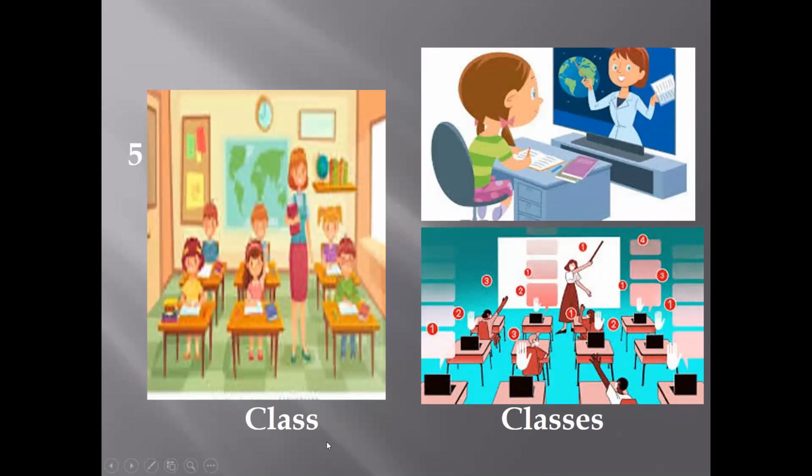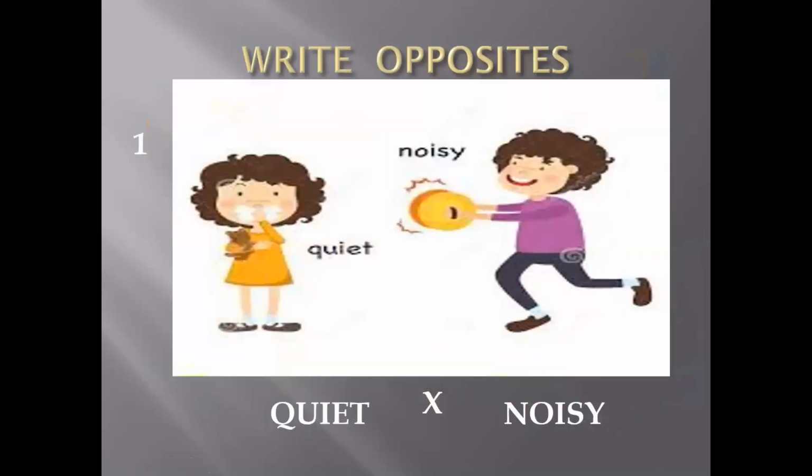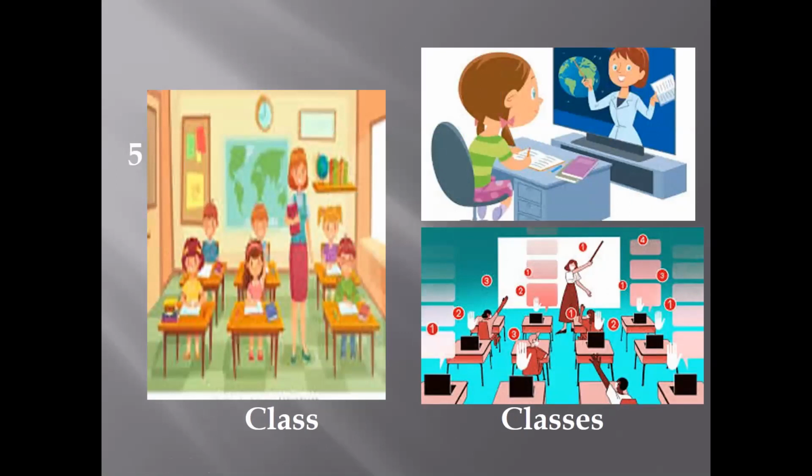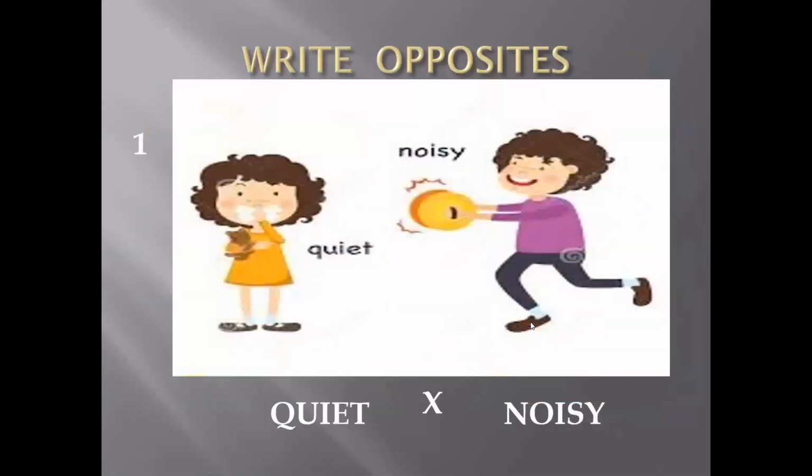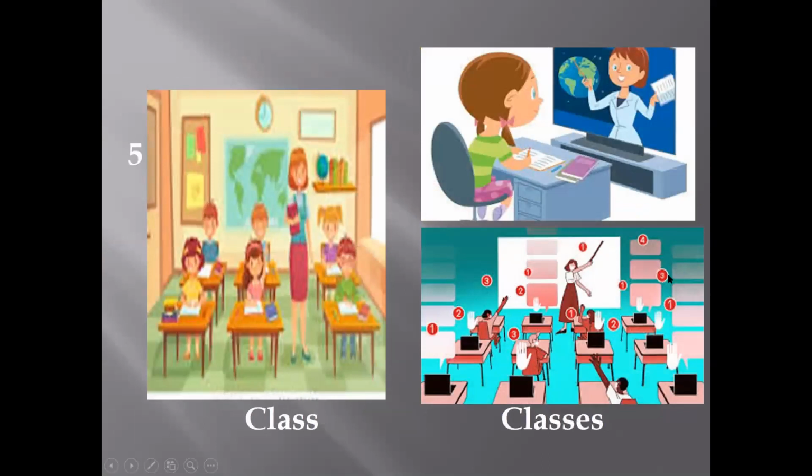Now you see, class, classes. See, one class, many classes. Here is one class, there are two classrooms here. This is class 2A, this is class 2B. So, classes, E-S. Class, classes. Flower, flowers.